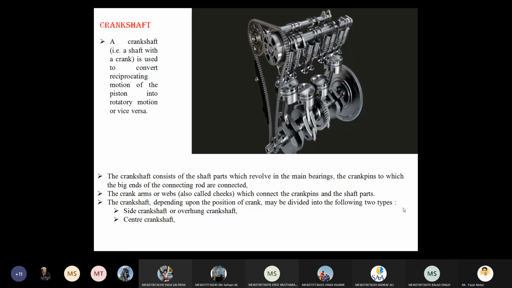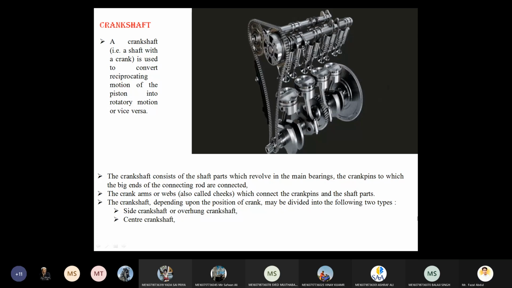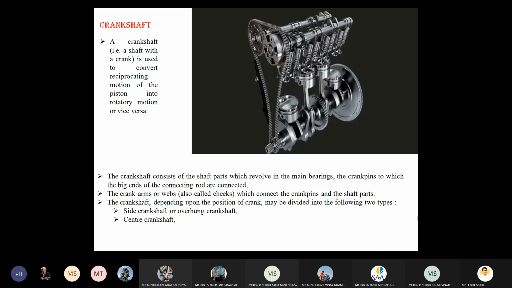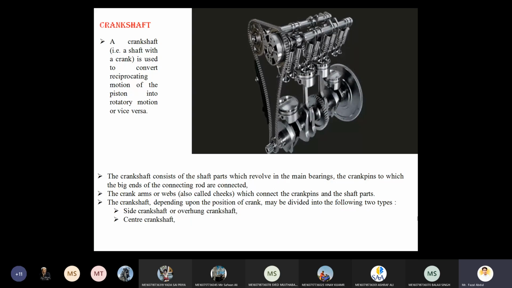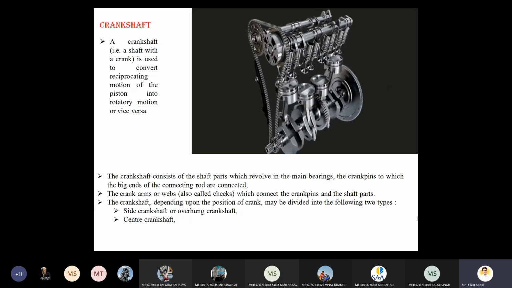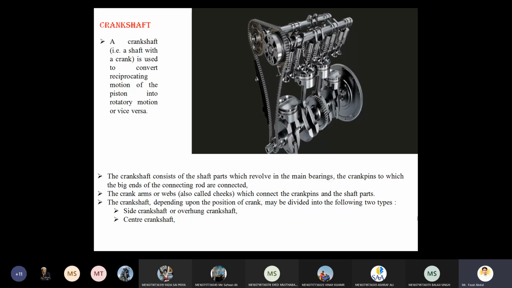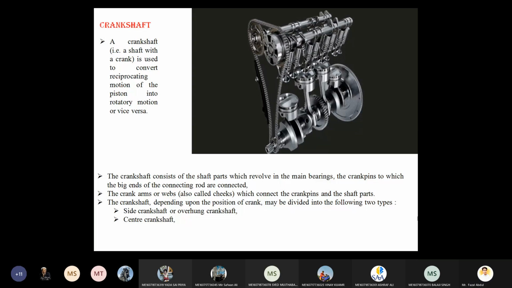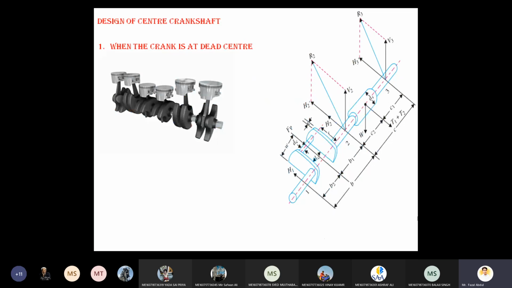And the crankshaft is divided into two groups depending upon the position. The first one is the side crankshaft, another one is the center crankshaft. And depending upon the number of cranks, the crankshaft is also divided into a single throw crankshaft and a multi throw crankshaft. Single throw means only one crank is present, and when two cranks are present on the crank pin, that is a multi throw crankshaft. So this is the design procedure. We'll discuss it at the end of this topic.